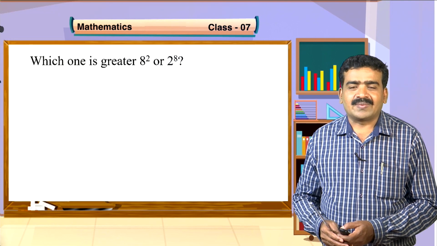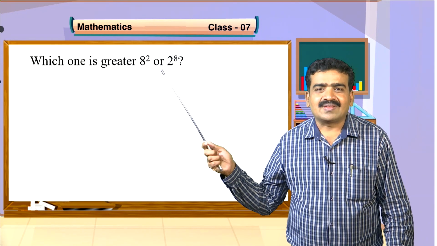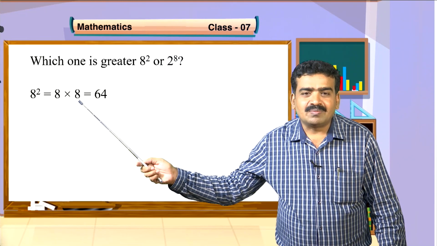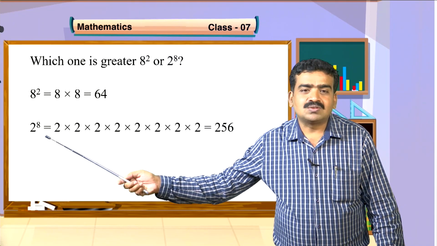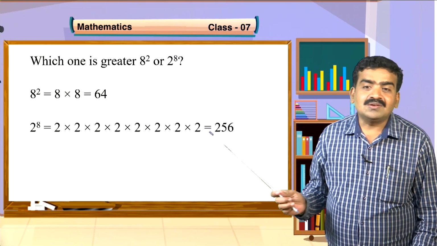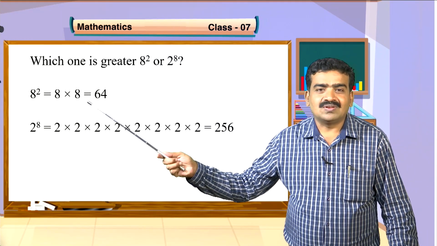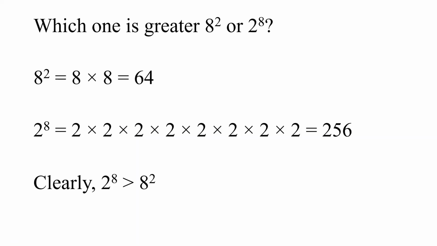Now, let us compare another two exponents, 8 squared and 2 to the power of 8. 8 squared means 8 has to be multiplied 2 times, 8 8s are 64. Similarly, 2 to the power of 8 means 2 has to be multiplied 8 times, that gives us 256. Here which one is larger, 256 or 64? You are exactly correct. 256 is larger and 64 is smaller, therefore, 2 to the power of 8 is greater than 8 squared.